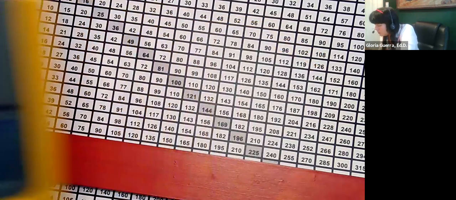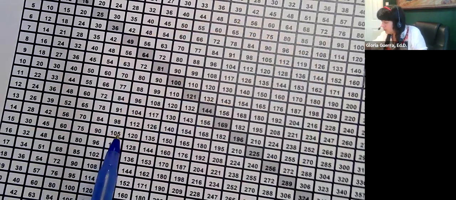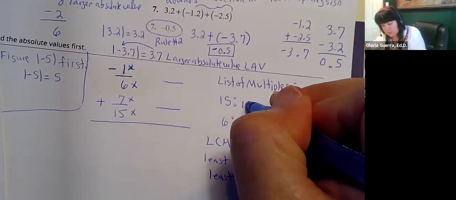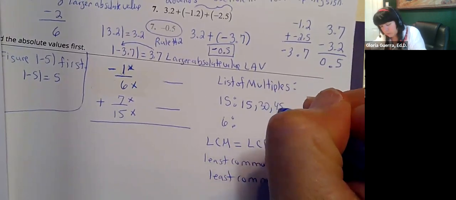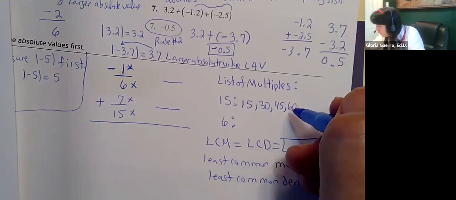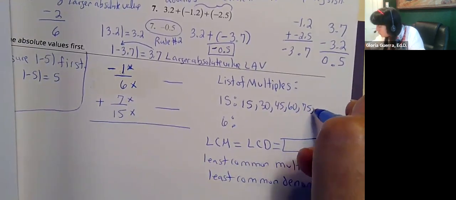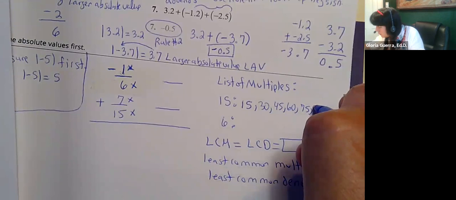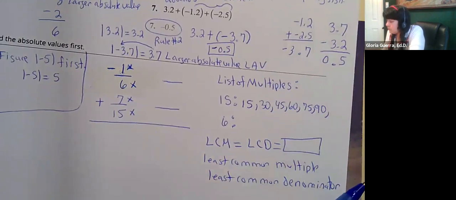So I'm going to make a list. You saw how 15 times 6 gave me 90, so I could go up to that. 15 times 1 is 15. 15 times 2 is 30. 15 times 3 is 45. 15 times 4 is 60. 15 times 5 is 75. 15 times 6 is 90. Okay, I'm going to stop there. I listed a few. And then I'm going to start with the 6.